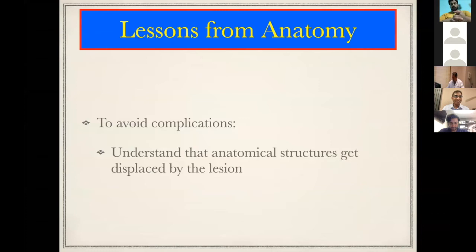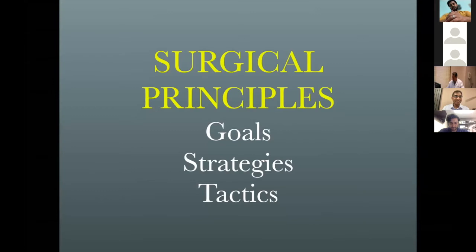So what are the first lessons I learned from just the anatomy of the brainstem? To avoid complications, you've got to understand that anatomical structures get displaced by the lesion. And Giuseppe Lenzino made this point in his talk. Very important, they are mostly displaced rather than destroyed. And obviously, that's what you have to keep preserving in your surgery.